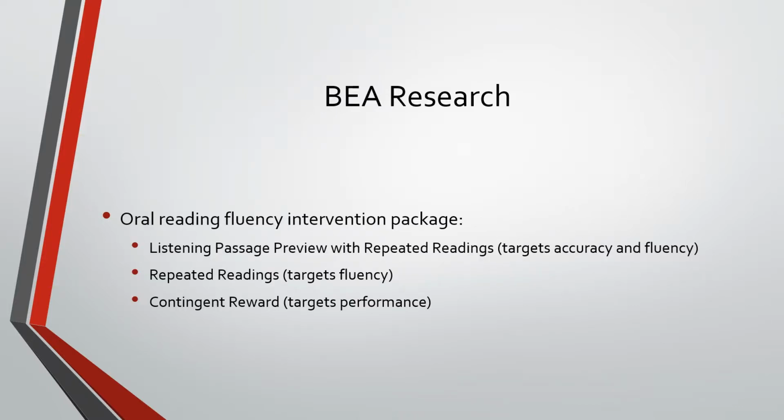Some of the intervention packages that may be utilized for this are listening passage preview with repeated readings, which targets accuracy and fluency. With listening passage preview, the reading of the passage is modeled to students, and then they read that same passage over and over again. If they don't require that modeling component, so they have accuracy, we can just use repeated readings to target fluency. They just read the same passage over and over again with feedback provided. And if they are accurate and fluent, but lack the motivation to show this for us, we can use contingent reward. If they reach a certain level of words read correctly per minute, they can get a reward for their performance.